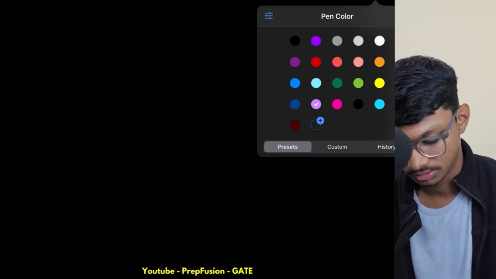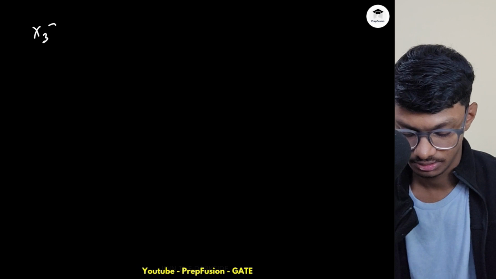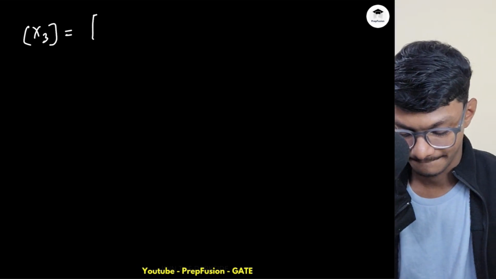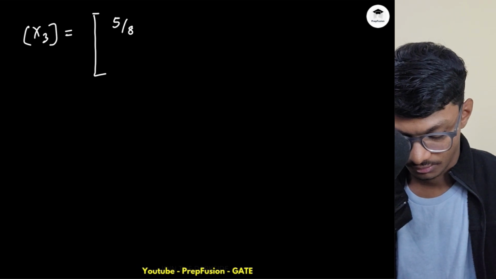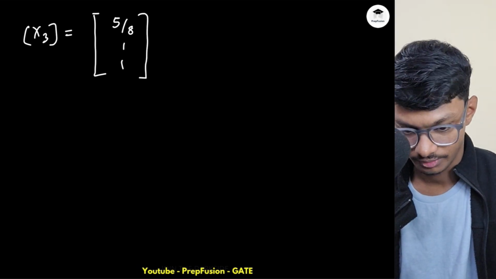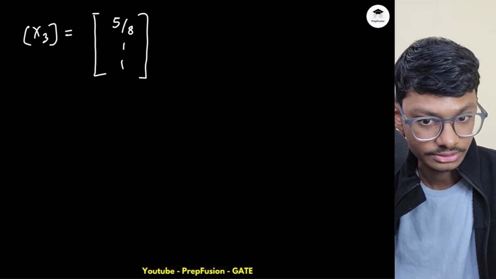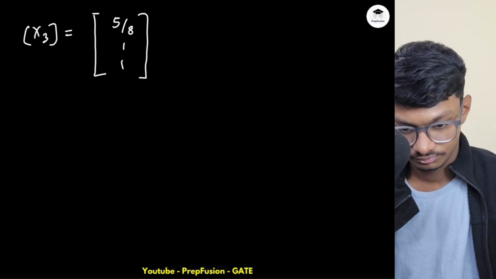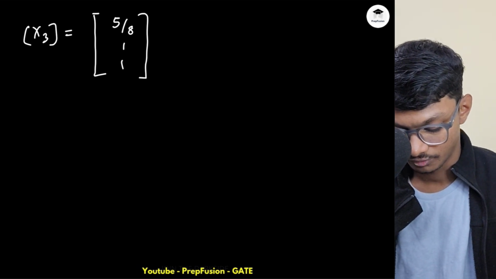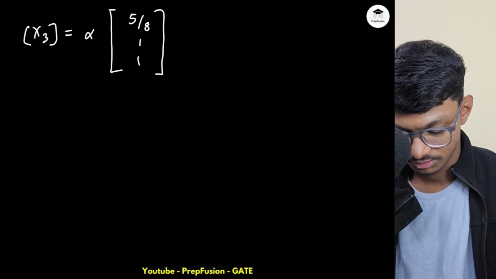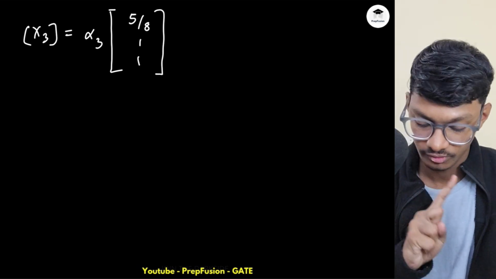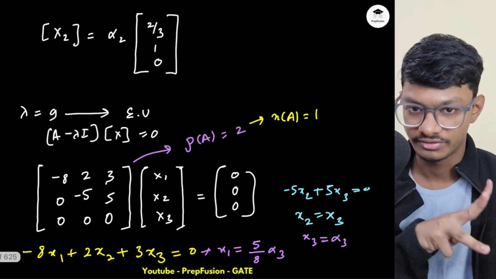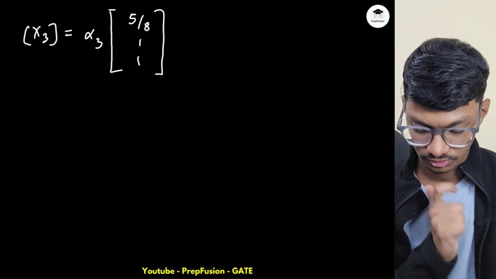So our x3 solution vector will be alpha 3 times (5 by 8, 1, 1). Okay, so basically these are the three vectors we get. And what do we observe? For three distinct eigenvalues, I am getting three vectors.